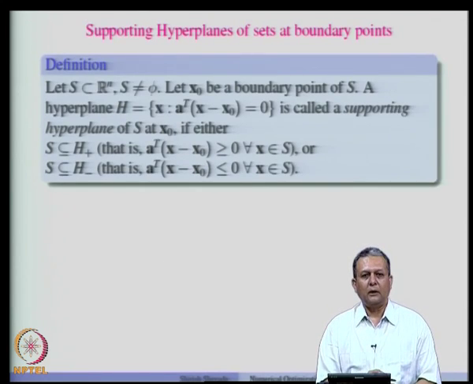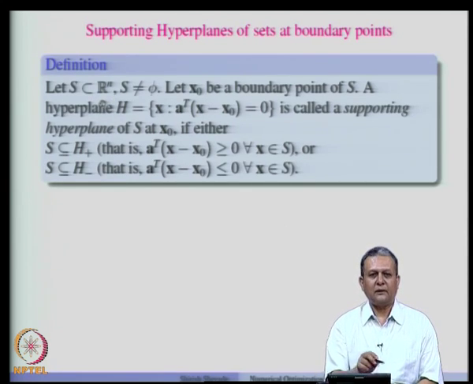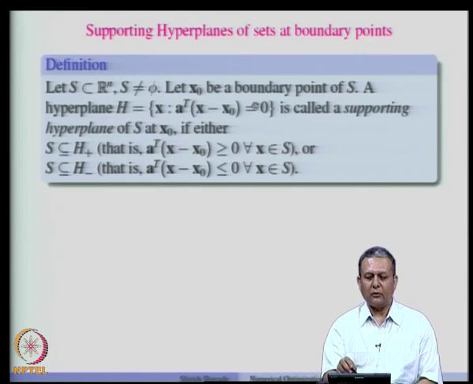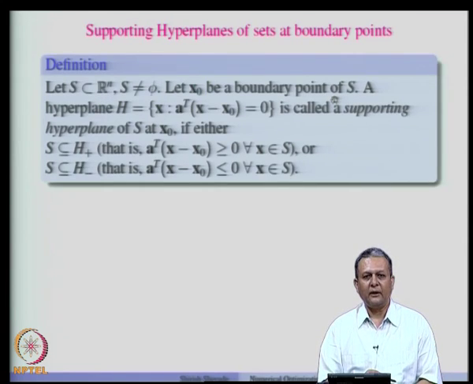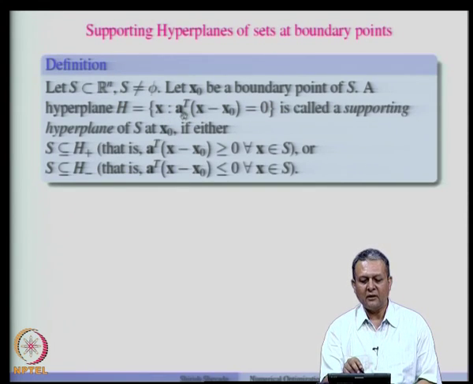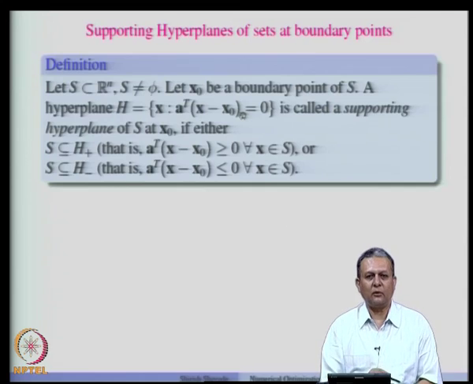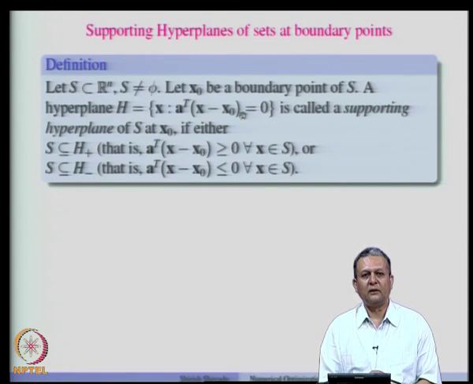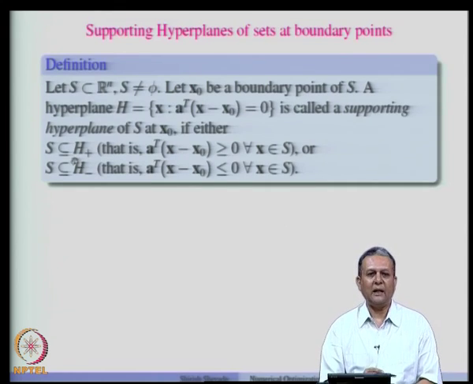Okay. Now, let us look at the supporting hyperplane. So, suppose S is a non-empty subset of Rn and x0 is a boundary point of the set S, then the hyperplane H, where A is a normal to the hyperplane and that is passing through the point x0, is called a supporting hyperplane of S at x0. So, that means that the set S entirely lies in one of the closed half spaces of the hyperplane H. So, either it lies in H plus or H minus.